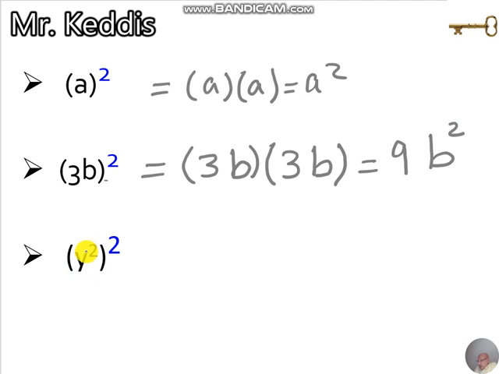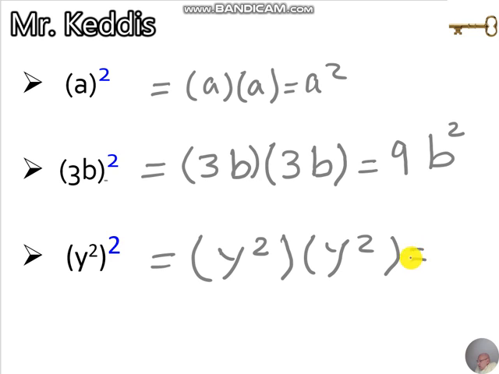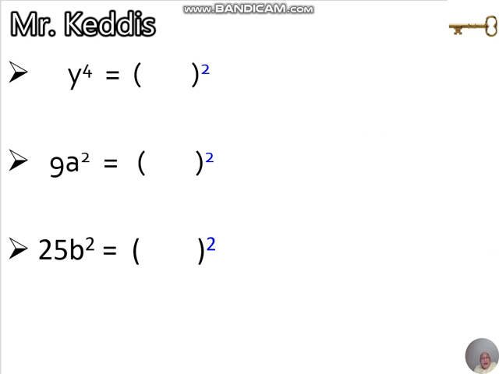y squared, quantity squared, means y squared times y squared. And y squared times y squared, you get y to the power of 4 because I add the exponents. 2 plus 2 is 4. I need to write y to the power of 4.